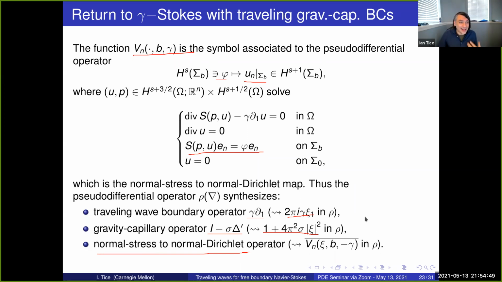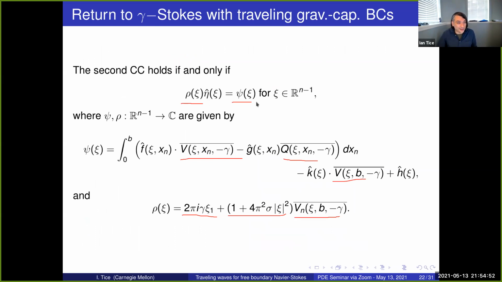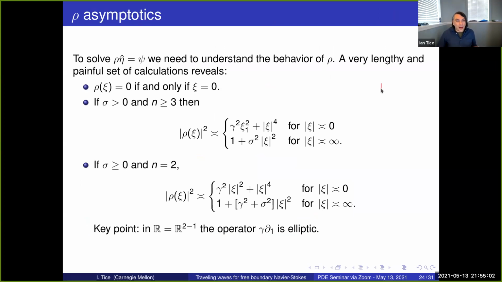So the point then is that if I'm going to use this equation here to construct eta, I need to understand rho. And if I want to understand rho, I have to understand v sub n. So we can do this, and Giovanni and I then undertook a very long and painful set of calculations to explicitly compute the asymptotic expansions, at the very least, of this symbol v sub n. After we did this, what we were able to find is that the symbol does vanish. So rho is 0 at the origin. Fortunately, that is the only place where it vanishes.